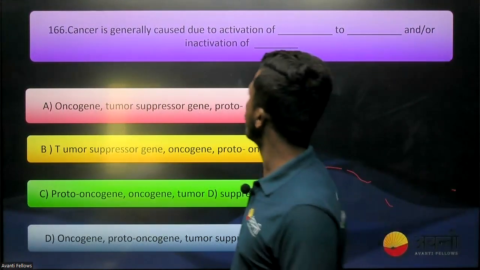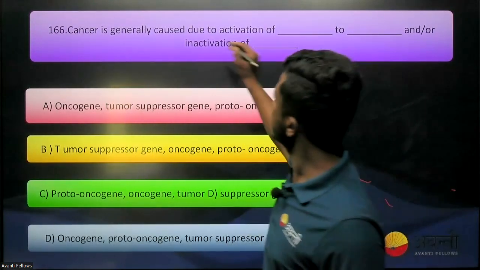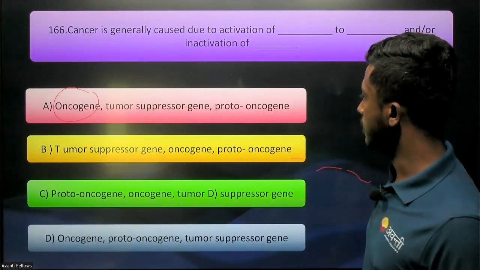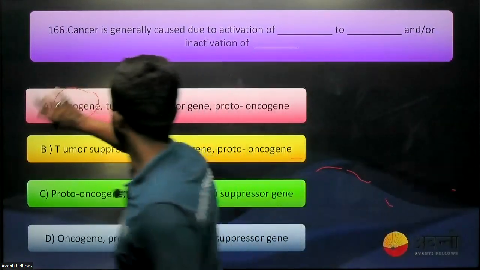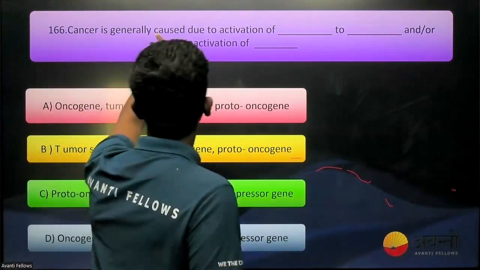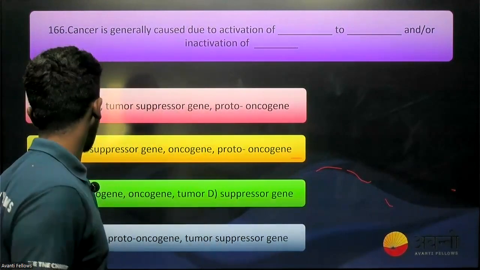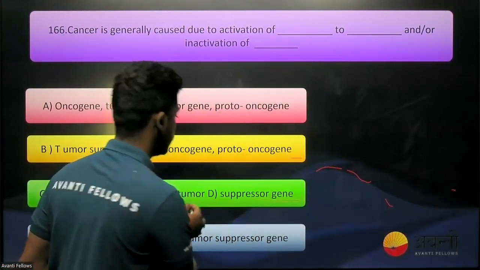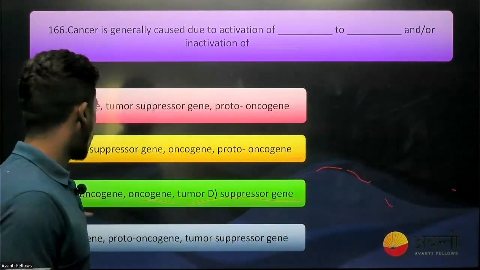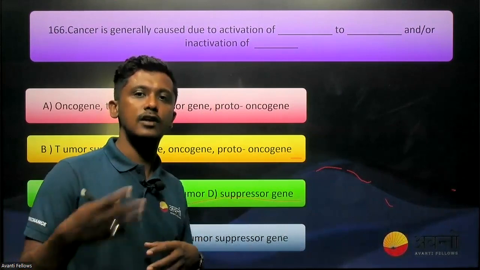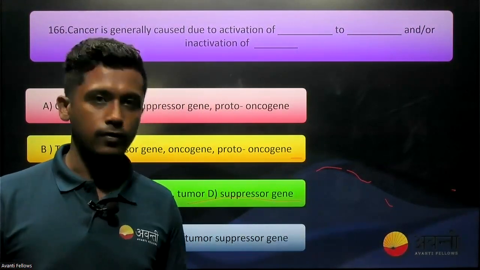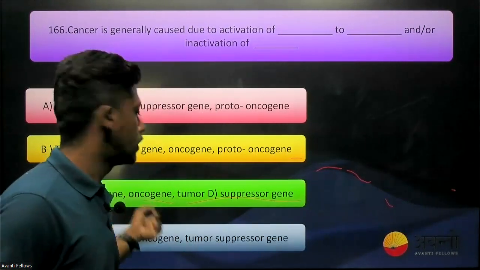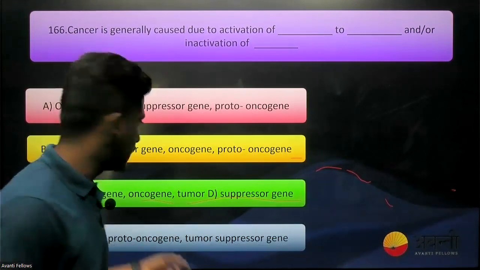Okay, cancer is generally caused due to the activation of proto-oncogene to oncogene, and then due to the inactivation of tumor suppressor gene. So what happens is you have proto-oncogenes which have the capacity to change the cellular dynamics. It can change the activities of the cell. Now if it is converted into an oncogene, the cell will start dividing.